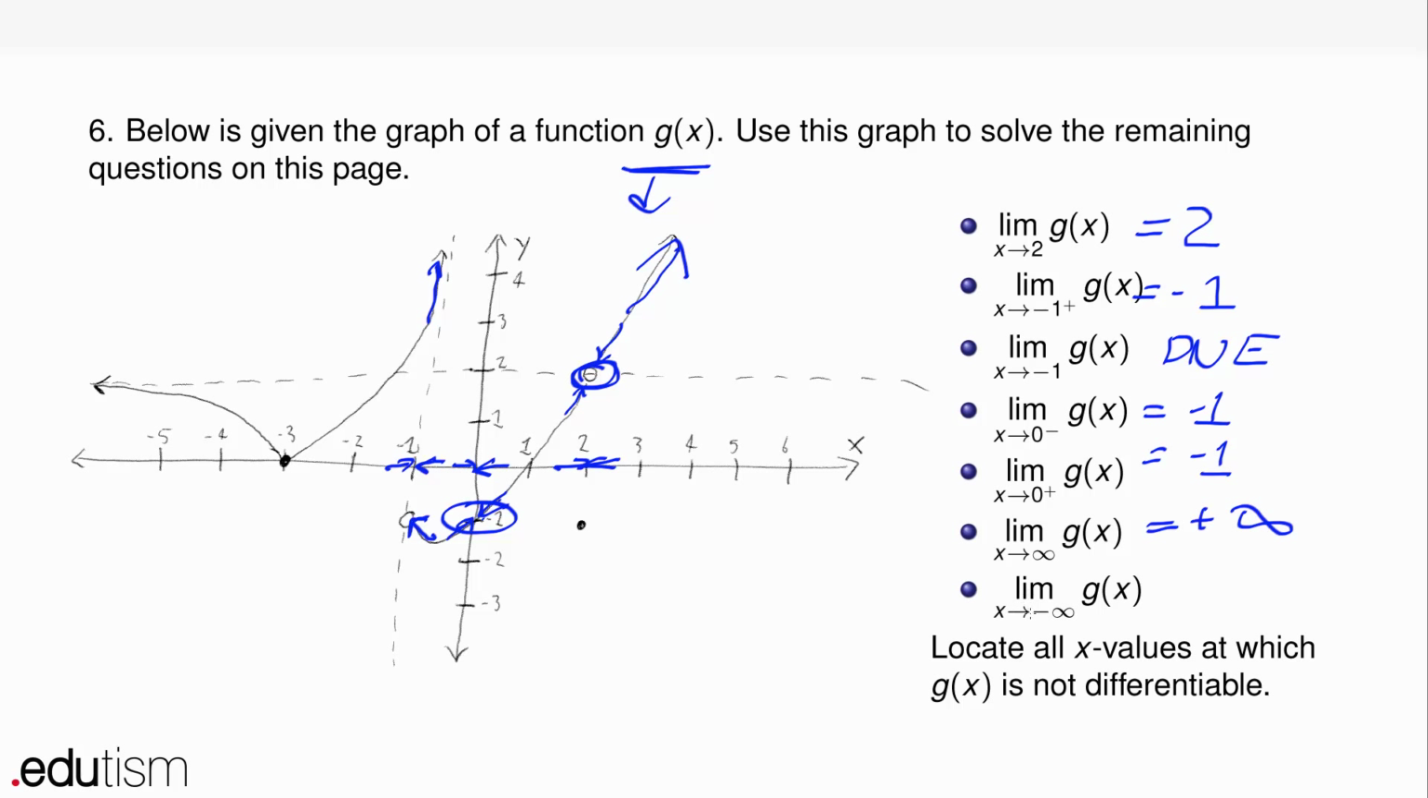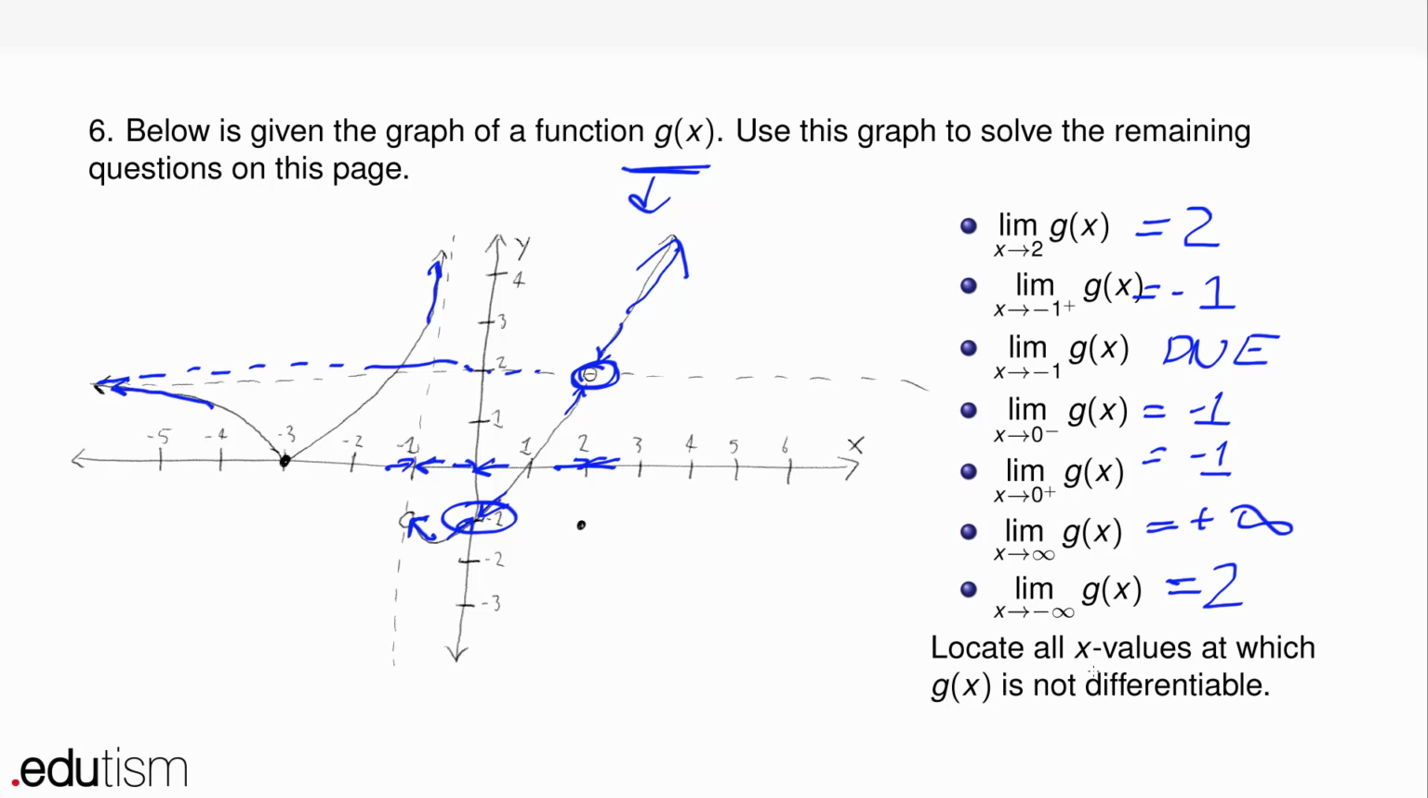If I take the limit as x goes to negative infinity of g of x, I'm going to be following this line here that goes to the left. Notice that this line is getting closer and closer to this asymptote. This asymptote goes through y equals 2, so this limit goes to 2.